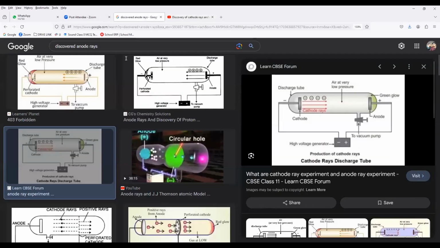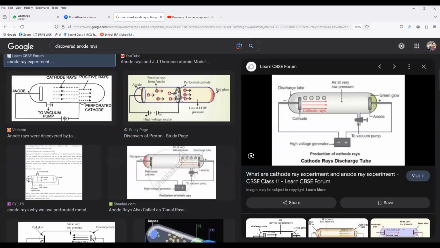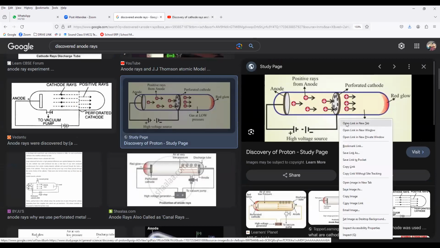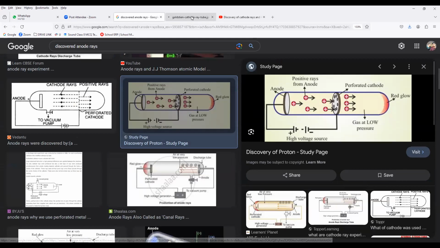So let us go back to here. I will show you this. All of you see. This is the exact experimental setup made by Mr. Goldstein for producing the canal rays. So now if you all observe here, what is happening? He has taken a discharge tube having a perforated cathode, a perforated cathode to produce the anode rays.